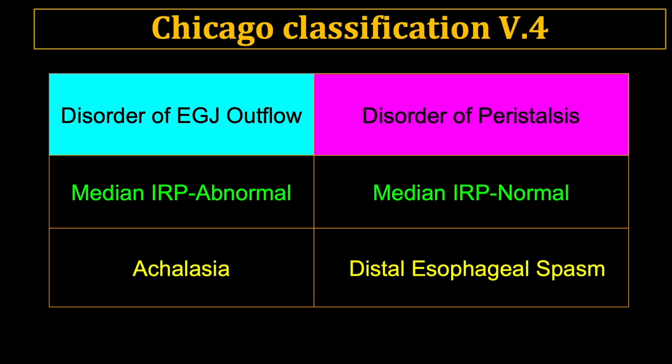The Chicago classification is the classification that is utilized to classify motility disorders of the esophagus. It divides motility disorders of the esophagus into disorders of esophagogastric junction outflow or disorders of peristalsis. Disorder of esophagogastric junction outflow is characterized by abnormal median integrated relaxation pressure. However, disorder of peristalsis is characterized by normal integrated relaxation pressure. An example of abnormally high integrated relaxation pressure is achalasia cardia. A motility disorder with normal integrated relaxation pressure is distal esophageal spasm.